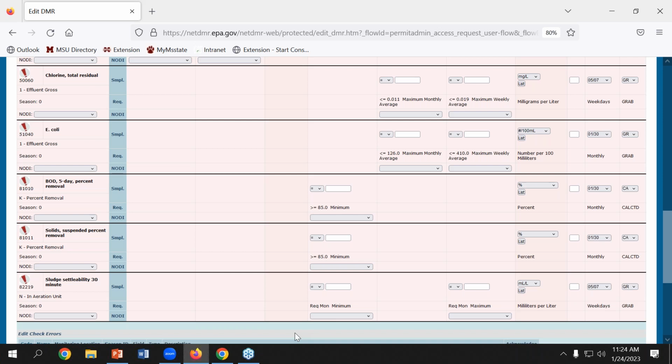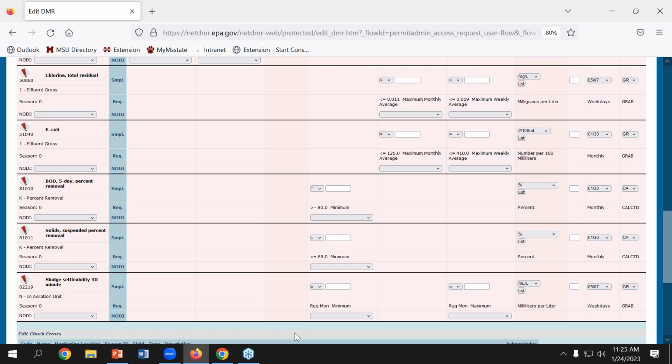Finally, sludge settability, 30-minute settability. This is a reporting requirement that's used as an operator to help troubleshoot how well the plant is working. Notice that there are no permit requirements on 30-minute settability. It's reporting only, minimum as well as a maximum.